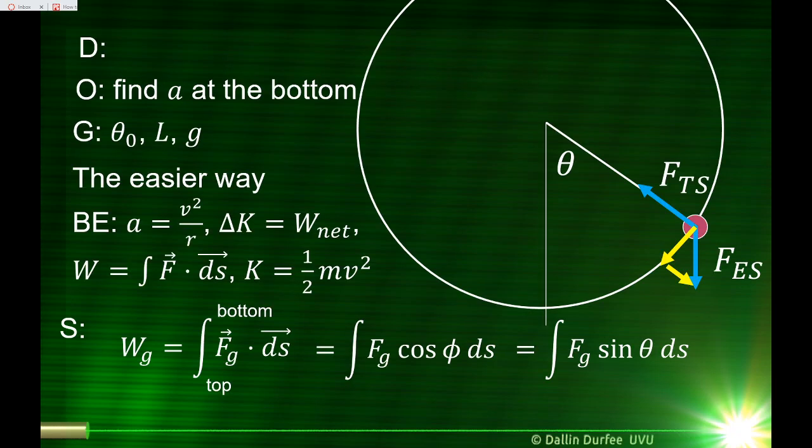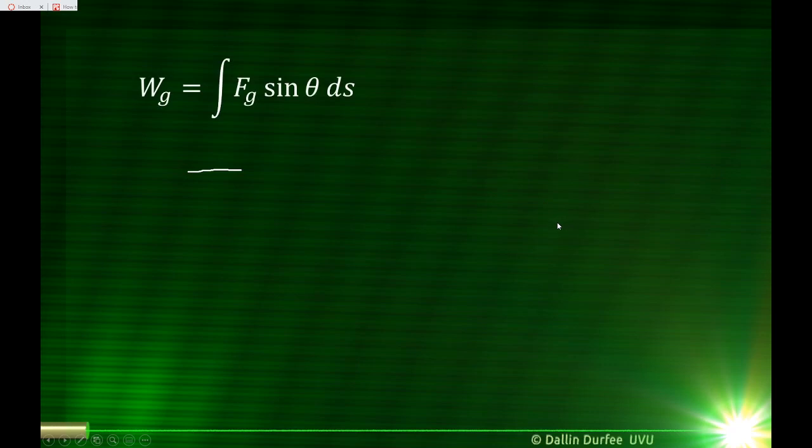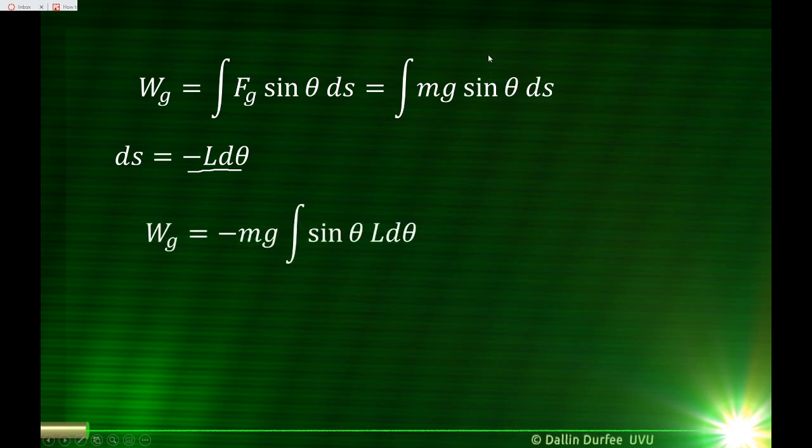However, if we look back at this diagram, the work is positive, but theta is getting smaller, right? So ds is positive, but d theta is negative. So we actually need to put a minus sign in front. So ds is the same as negative L d theta. So I can plug that into my integral now, and I'm going to bring out the negative mg, and then I just have sine of theta L d theta.